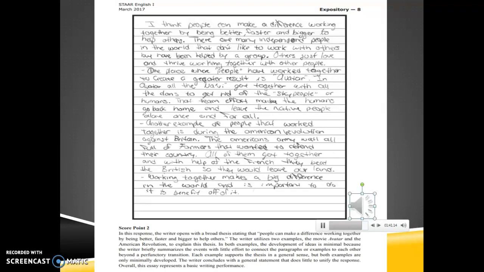Still no transitions. We still have some vague understanding. There's some areas where it just doesn't make a whole lot of sense, but we have some kind of development of ideas, and that's the best thing. We're attempting to answer this prompt. And so we're developing. We're getting there. We just have a little work to do.